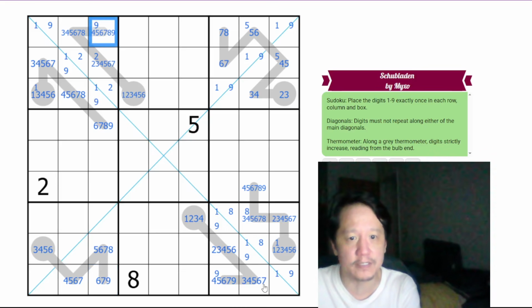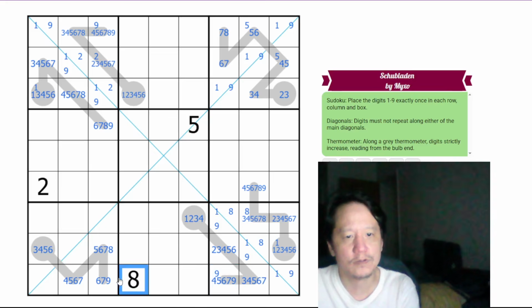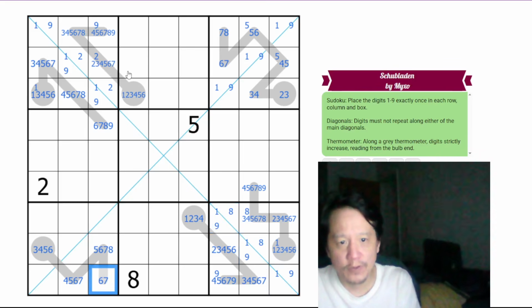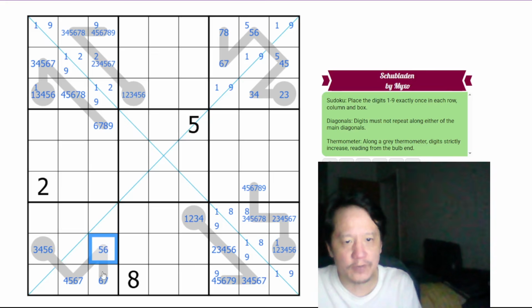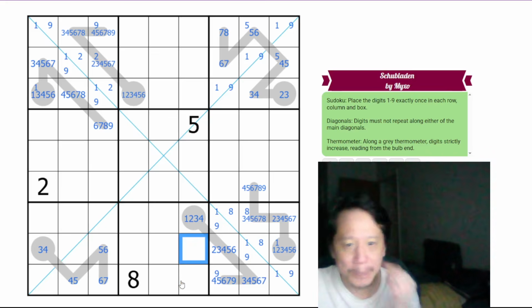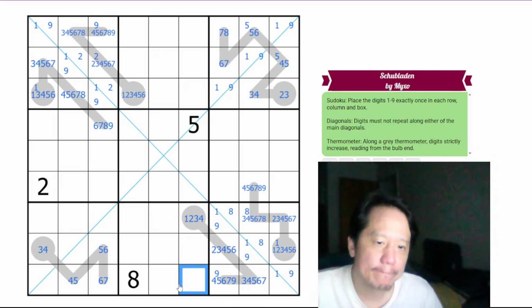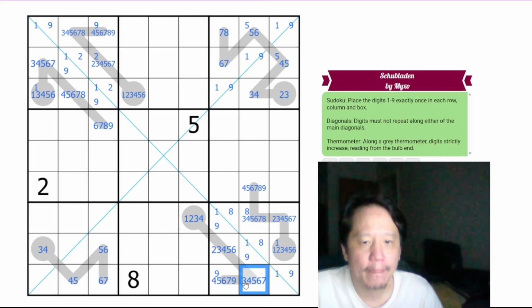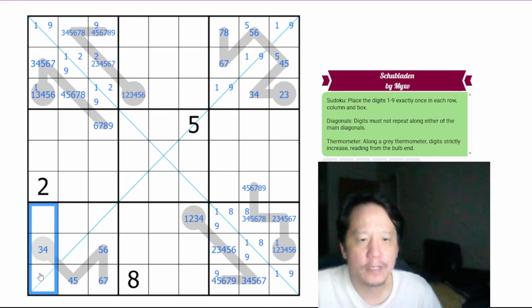It sees that cell and that cell, which means 9 would have to be on the diagonal twice. So no 9 here, which means no 7, 8 here, no 6, 7, no 5, 6. Oh, that's interesting. Huh. 2 can't be here.